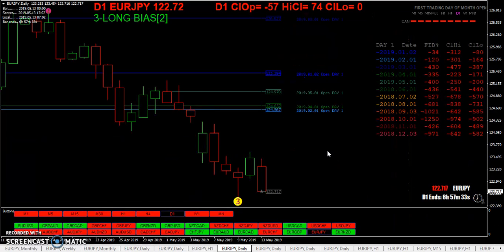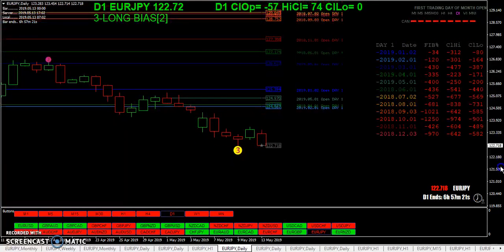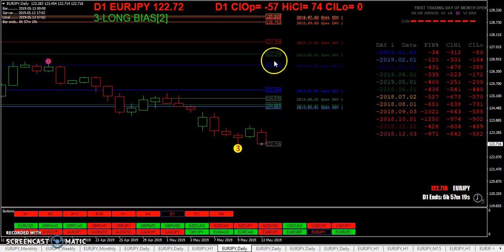Now, getting into the opens, you've seen this screen before. Here are the opens for the last 12 months. And you can see where price is in regards to those opens. It's below them all. So how do you use this in trading? Well, it can give you a clue which way to trade when price reaches a line.